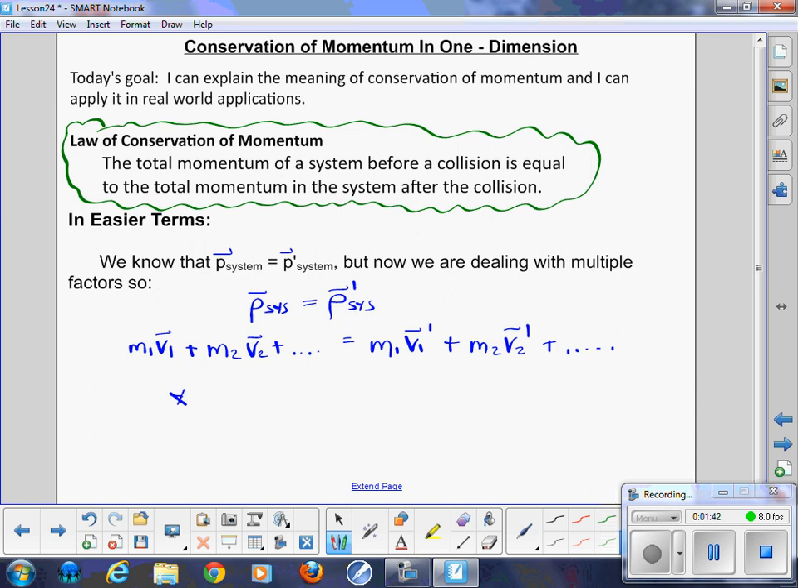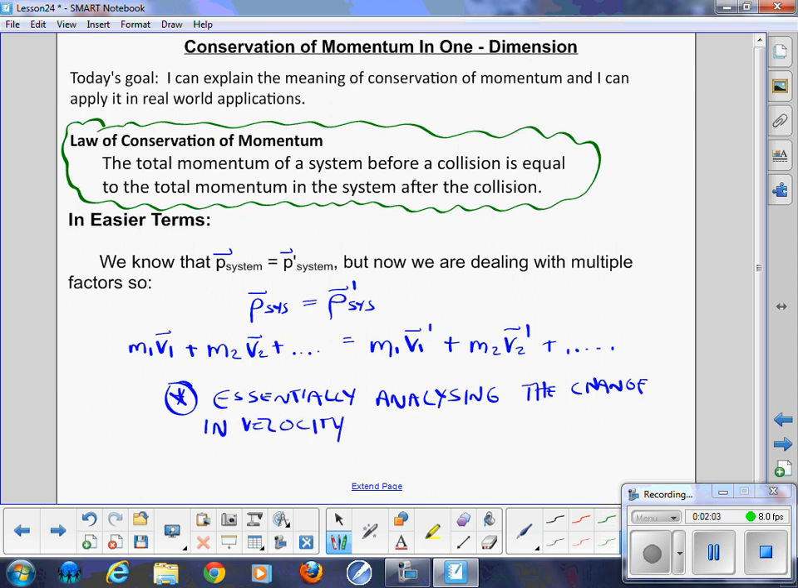So what are we really doing here? Because mass is constant, we're essentially analyzing, I'll put an S in this time, the change in velocity of each object. And again, that's because we're assuming the objects don't break apart or explode on impact, so the mass of each object remains constant.